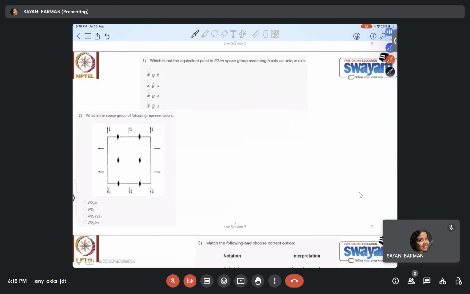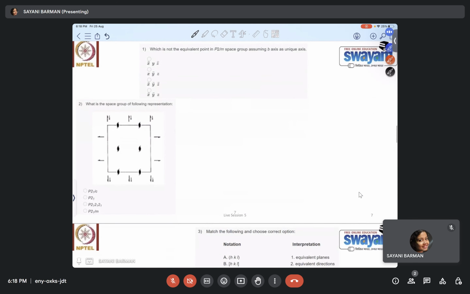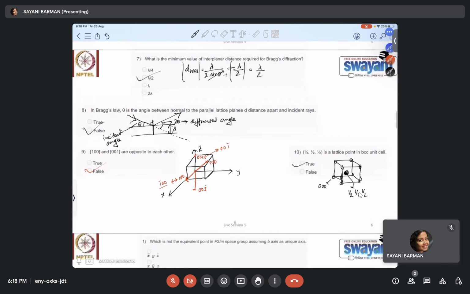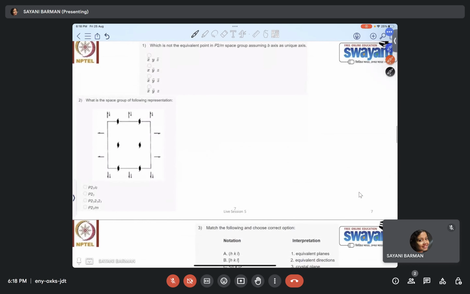Which is not the equivalent point in the P2/m space group, assuming the b axis is the unique axis. Okay, we have to draw P2/m. B axis is the unique axis, and 2/m is considered a two-fold rotation along the b axis, and these are the mirror planes. But 2/m means m is perpendicular to the two-fold rotation, means m is perpendicular to the axis.